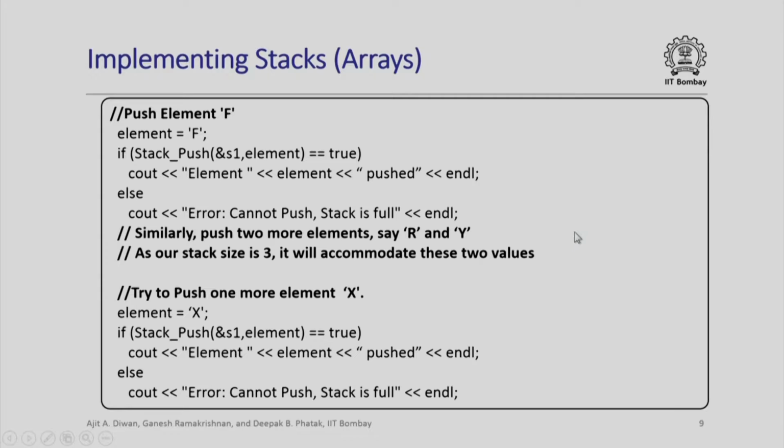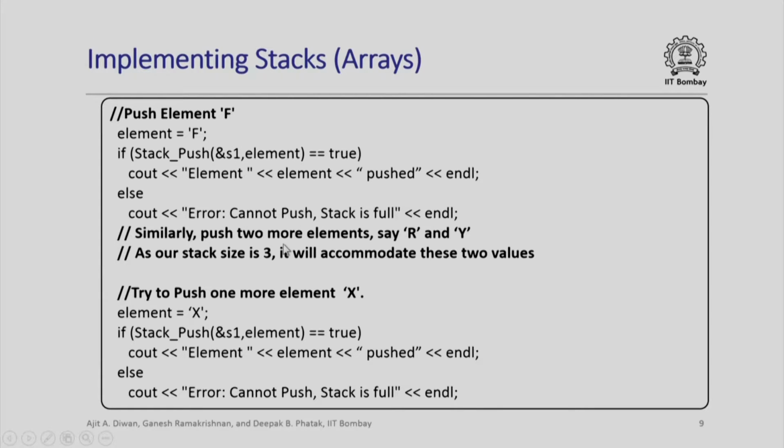Next, in our main program, we will push elements one by one. Since we agreed that the first element will be f, we set the value of element to f and use the stack push function. If the stack push happens to be true, that means the element got pushed, we just print out an appropriate message. Otherwise, this program will print an error message.